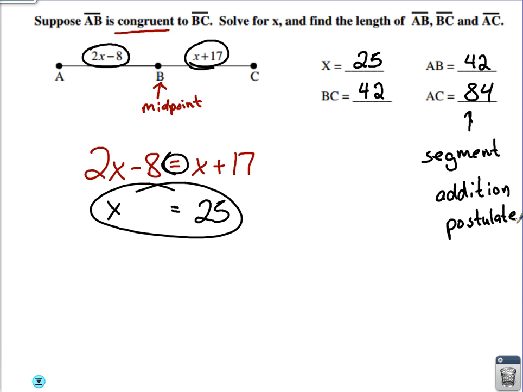And I told you the other day, postulate, I don't know if you noticed that, postulate's a common sense phrase. Why do we know that the segment addition postulate is true? It just is. Okay? We can kind of just tell and see. It's common sense.